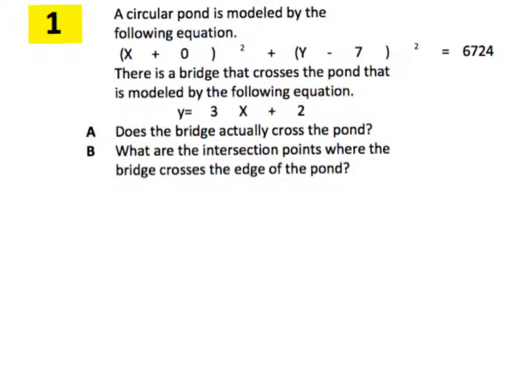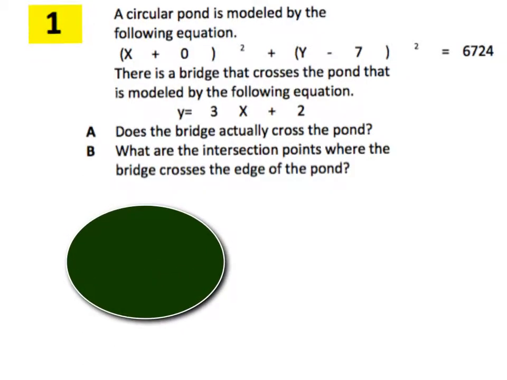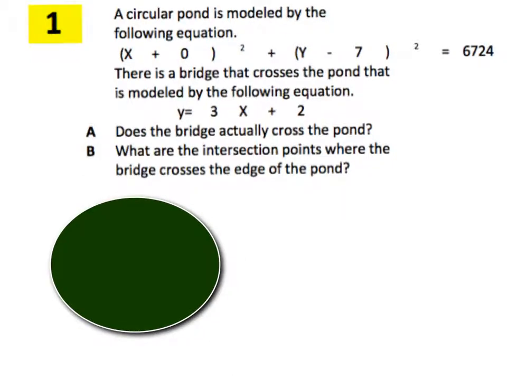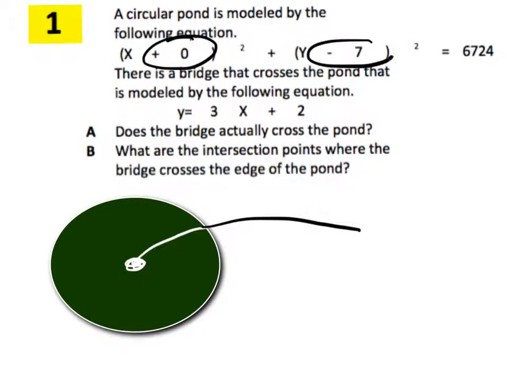So let's put a circular pond here on the screen. The equation of a circle is formulated as follows. The center of that circle is derived from here and here by changing the signs.